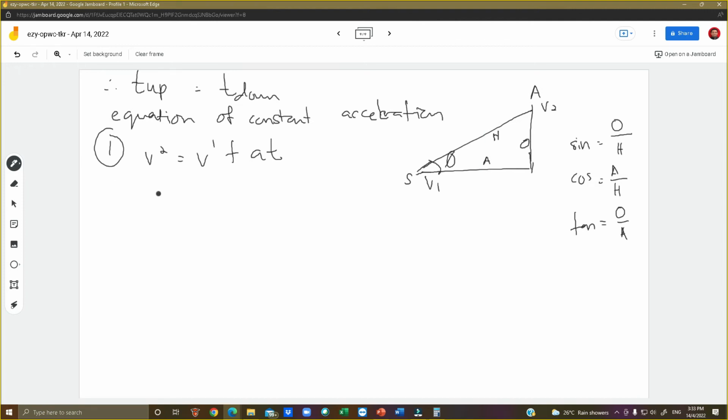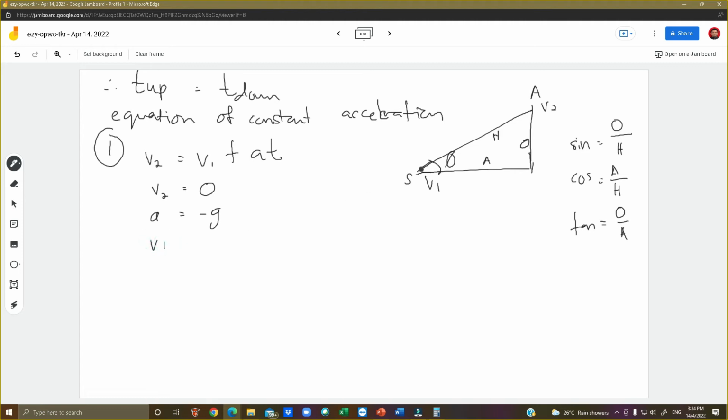Okay, next one. We are going to substitute this thing. We don't have figures here. The things that we know are only several. First, V2, V1. V2 will always equal 0 because it is at the apex. A will be negative G. So tak ada figures.